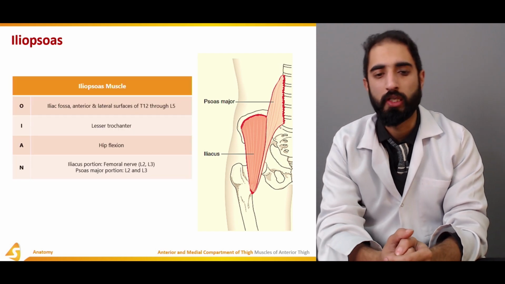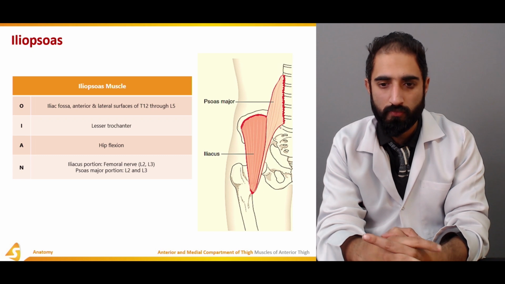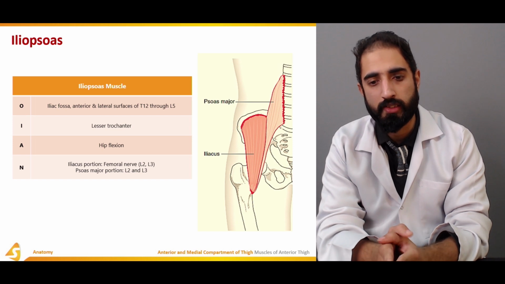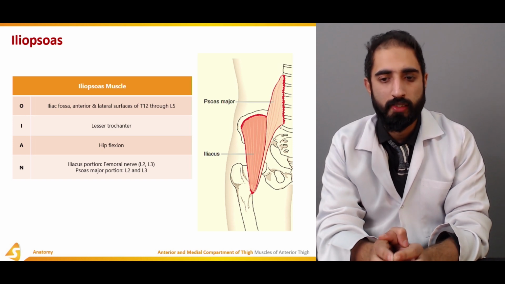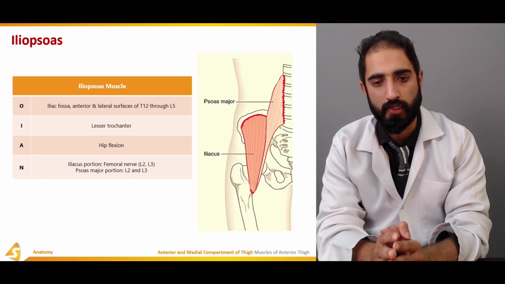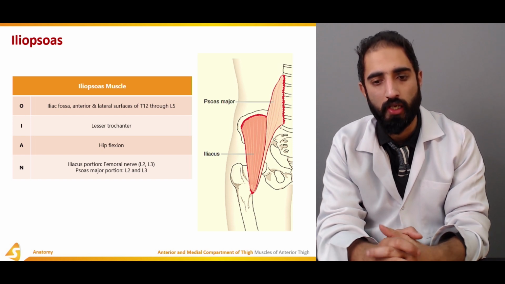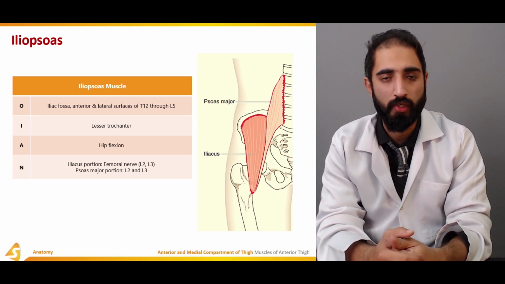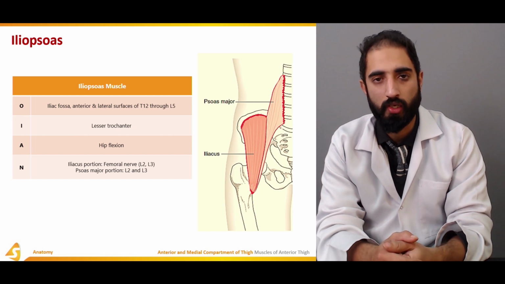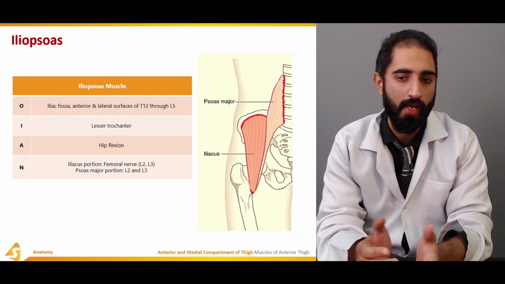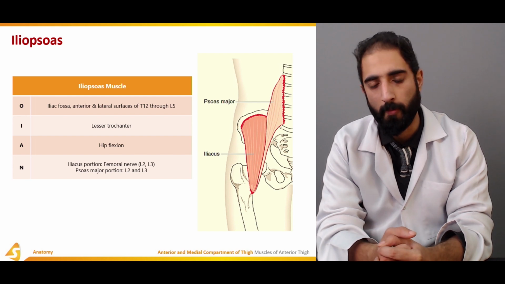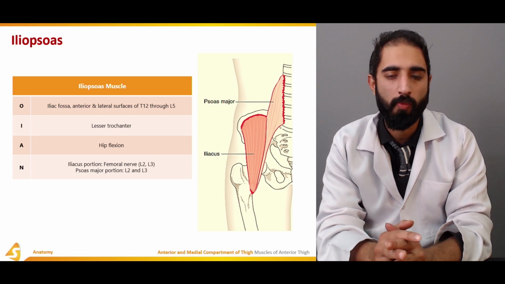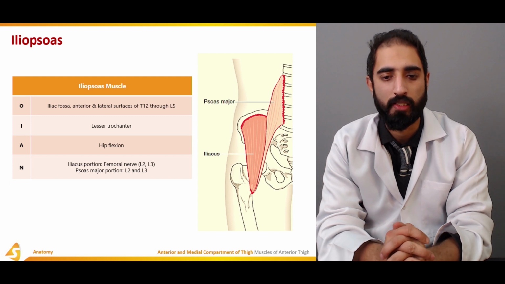So if we talk about the iliacus, the proximal attachment site of the iliacus is the iliac fossa, whereas the proximal attachment site of the psoas major is the anterior and the lateral aspect of the vertebrae, which extend from the 12th thoracic vertebra to the 5th lumbar vertebra. T12, the 12th thoracic vertebra, is the last thoracic vertebra, and L5 is the last lumbar vertebra. Now, the insertion of these two muscles is common. That is why they are commonly known as the iliopsoas muscle, and that is the lesser trochanter.